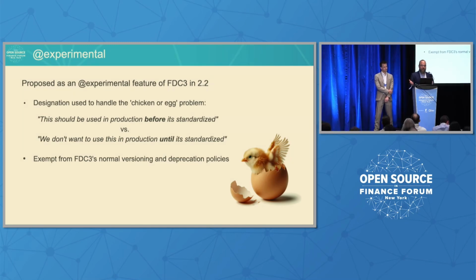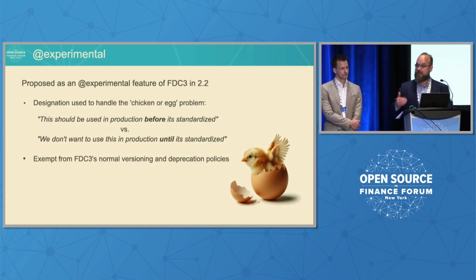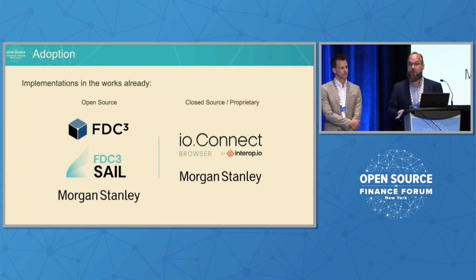We've added it in here. It exempts the feature set from FDC3's normal versioning and deprecation policies, which also means if we discover problems in production or in attempting to use it that way, we can make those changes rapidly. But we expect to be able to remove that pretty quickly.